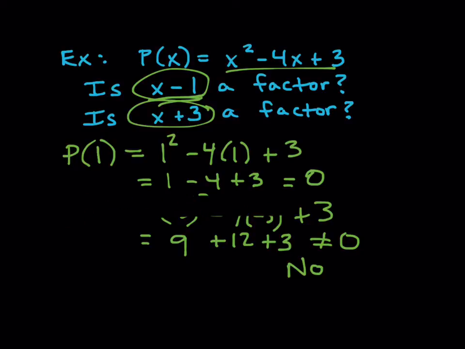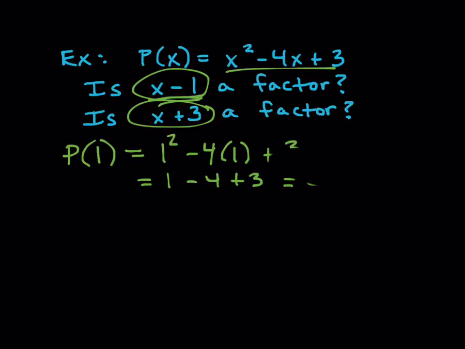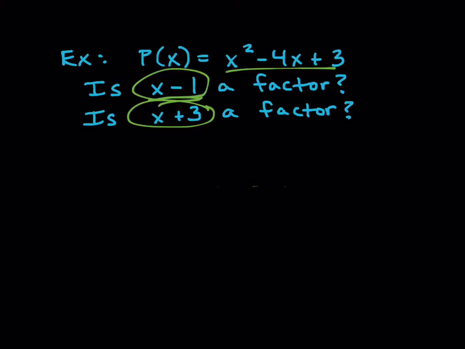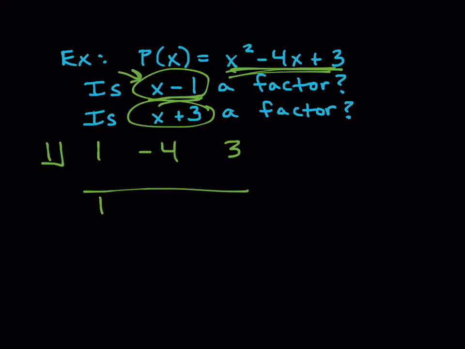I can check either of these using synthetic division, and in your homework you're specifically going to be asked to use synthetic division to decide these questions. So doing it that way, you would test 1, if you're testing is x minus 1 a factor. The coefficients for x squared minus 4x plus 3 are 1, negative 4, and 3. And then use synthetic division. And there's the remainder of 0. So yes, this did divide evenly.